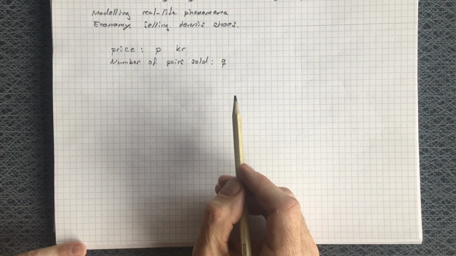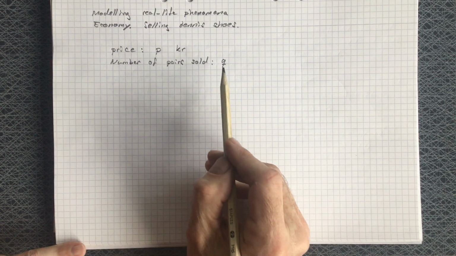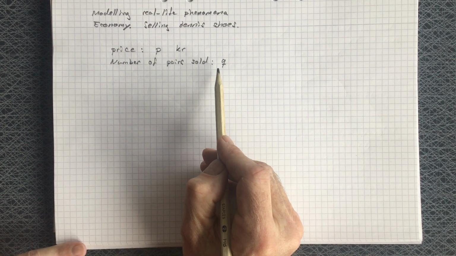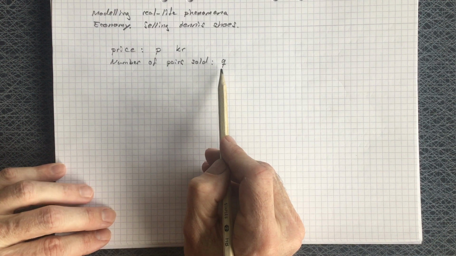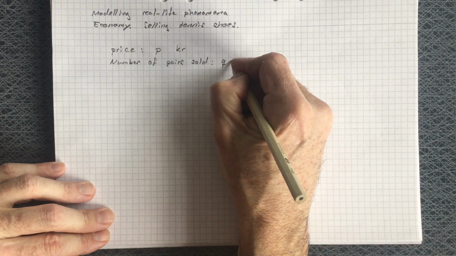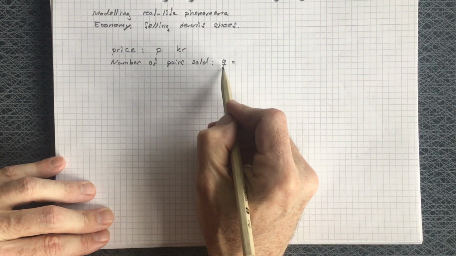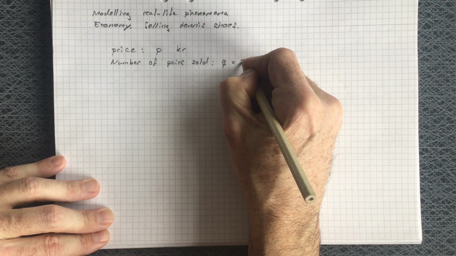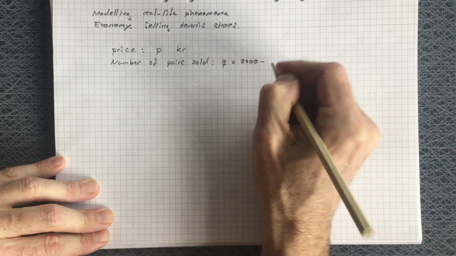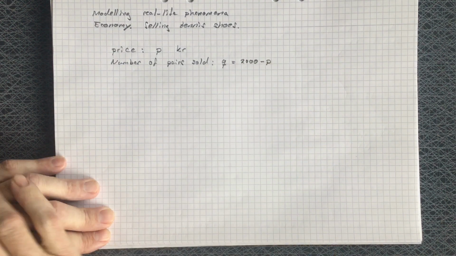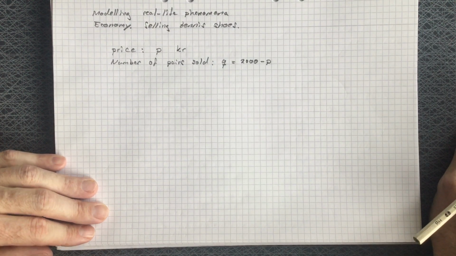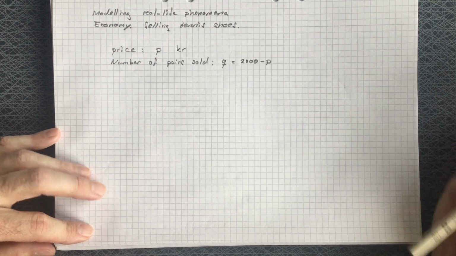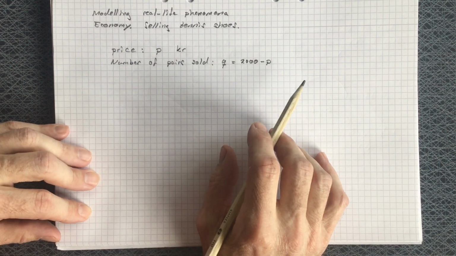Because if we have a very low price, then we will sell many shoes. If we have a high price, we will sell fewer shoes. If we have a very high price, we will sell no shoes at all. And in this example, the number of pairs sold is 2,000 minus the price. If you think this is going too fast, you can take a pause, as always in these videos, and write it down in your notebook so you remember this.